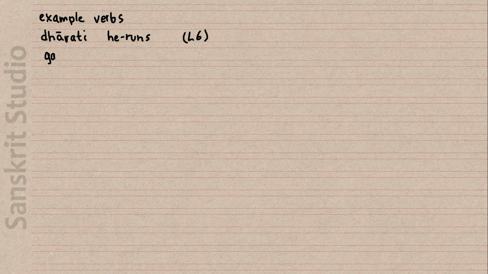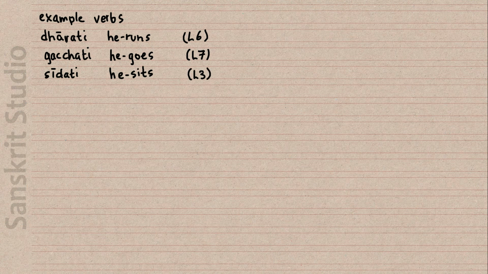Then we have gacchati. He goes. And I covered that in lesson 7. And then we have sidati. He sits. So the idea here is that I'm now going to combine these words in their dual form with the new nouns that we have learned in their dual form. So we are putting it into context.